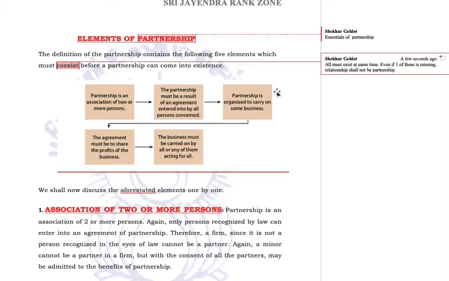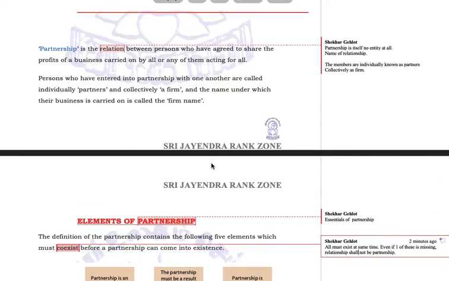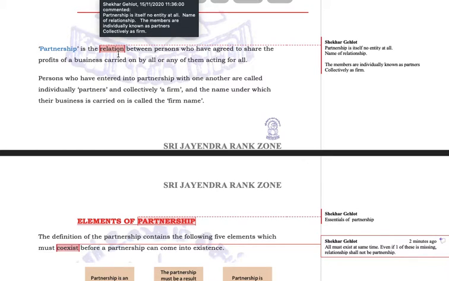What is a business? We'll see later. The agreement must be to share the profits under partnership. There must be an agreement that we will share the profits. The business must be carried on by all of them or anyone acting on their behalf. These are the five elements. Where do we get these five elements from? We get them from the partnership definition, which says partnership is the relation between persons who have agreed to share the profits of business carried on by all or any of them acting for all.